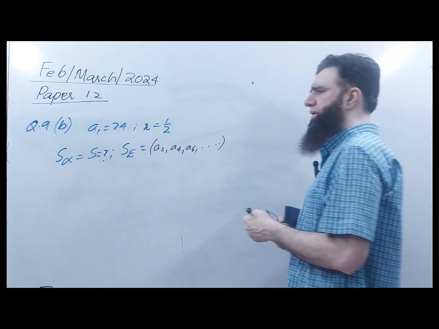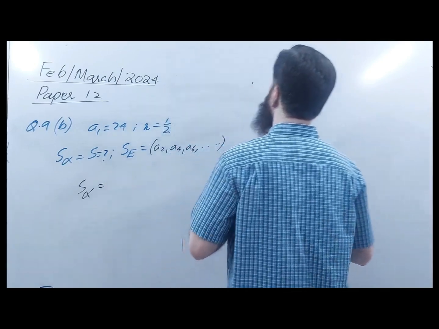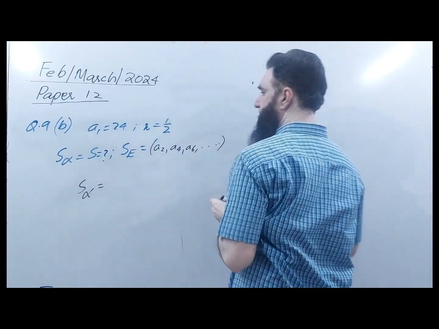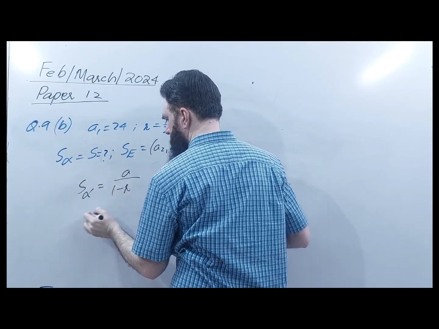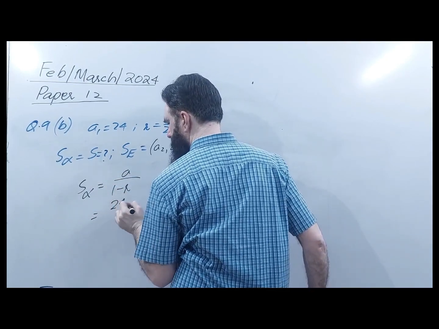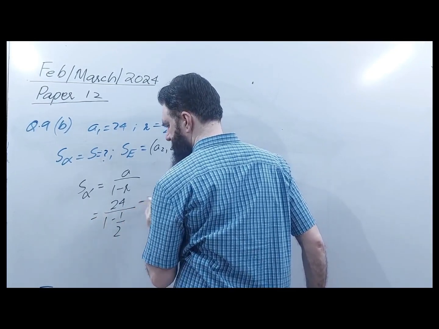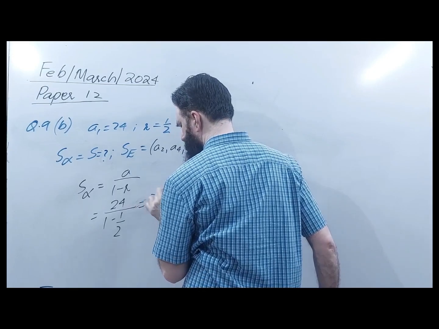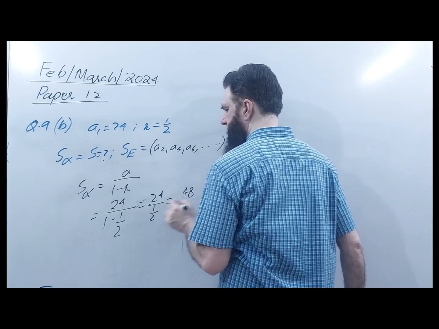So it's simple. As for the sum to infinity, you can see from the formula list, the sum to infinity is a upon 1 minus r. So what is a? a is 24. 1 minus r, these are simple. So it's 24 upon 1/2, which is 48. This was simpler.